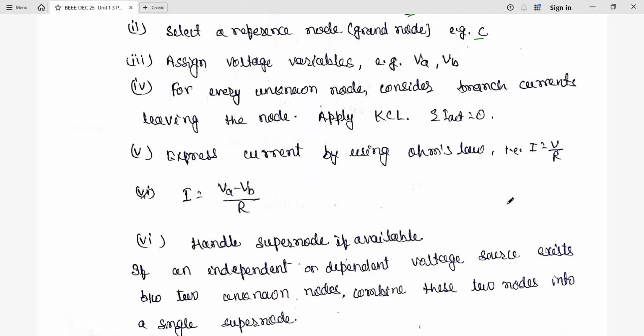So after assigning the voltage, next what we have to do? For every unknown node, consider the branch current as leaving the node, as we have told earlier. And the total sum of the currents at a particular node is going to be 0. So we can apply the KCL here. Then we have to write the current in terms of voltage and resistance using Ohm's law. The difference between the path potentials divided by resistance is going to be the current value.